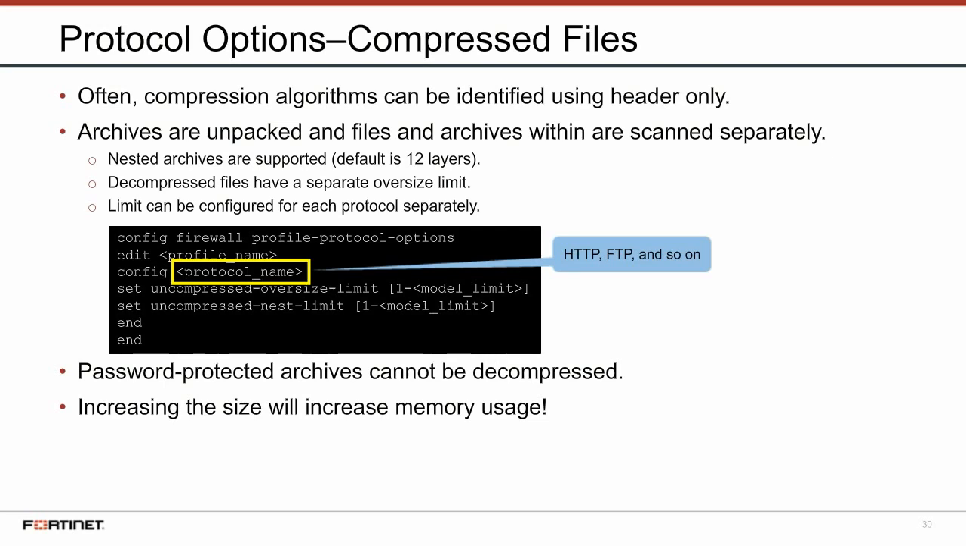FortiGate decompresses files into RAM. Just like other large files, the RAM buffer has a maximum size. Increasing this limit may decrease performance, but it allows you to scan larger compressed files. If an archive is nested, for example, if an attacker is trying to circumvent your scans by putting a zip file inside the zip file, FortiGate will try to undo all the layers of compression. By default, FortiGate will attempt to decompress and scan up to 12 layers deep, but you can configure it to scan up to the maximum number supported by your unit, usually 100. Often, you shouldn't increase this setting because it increases RAM usage.